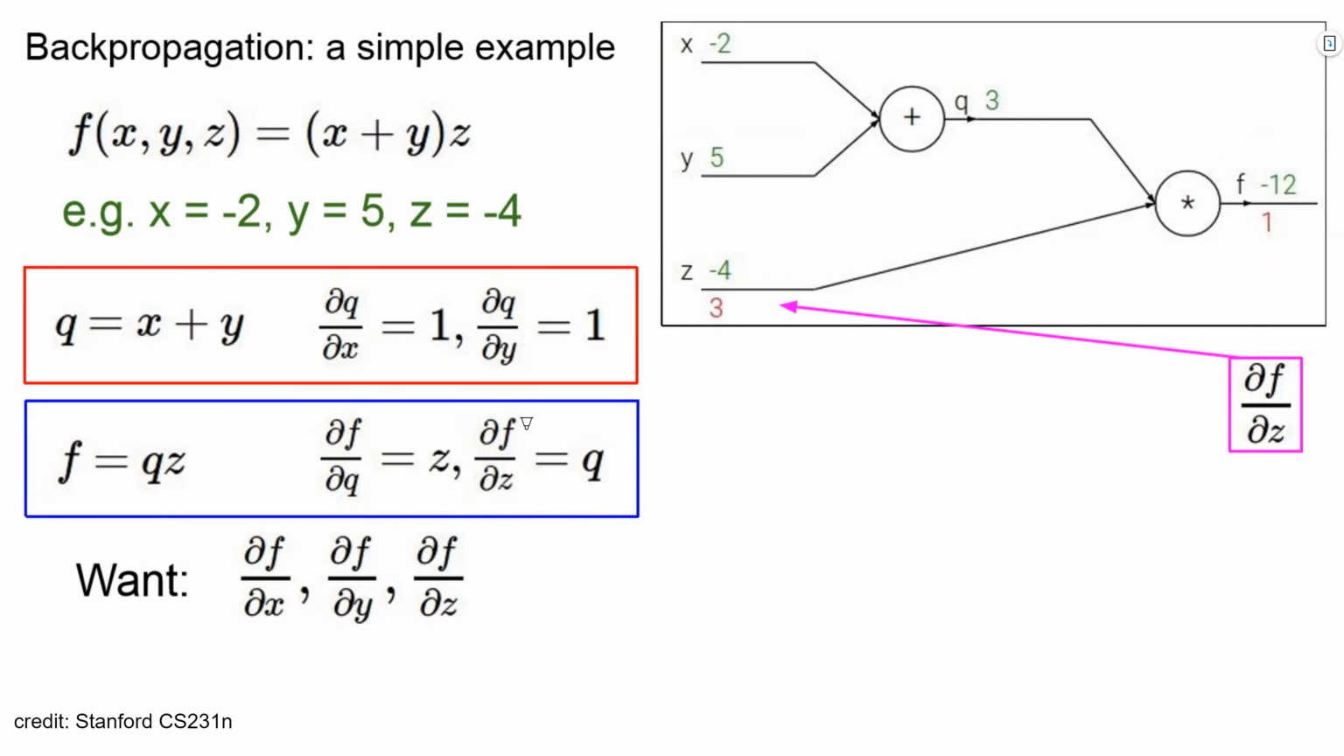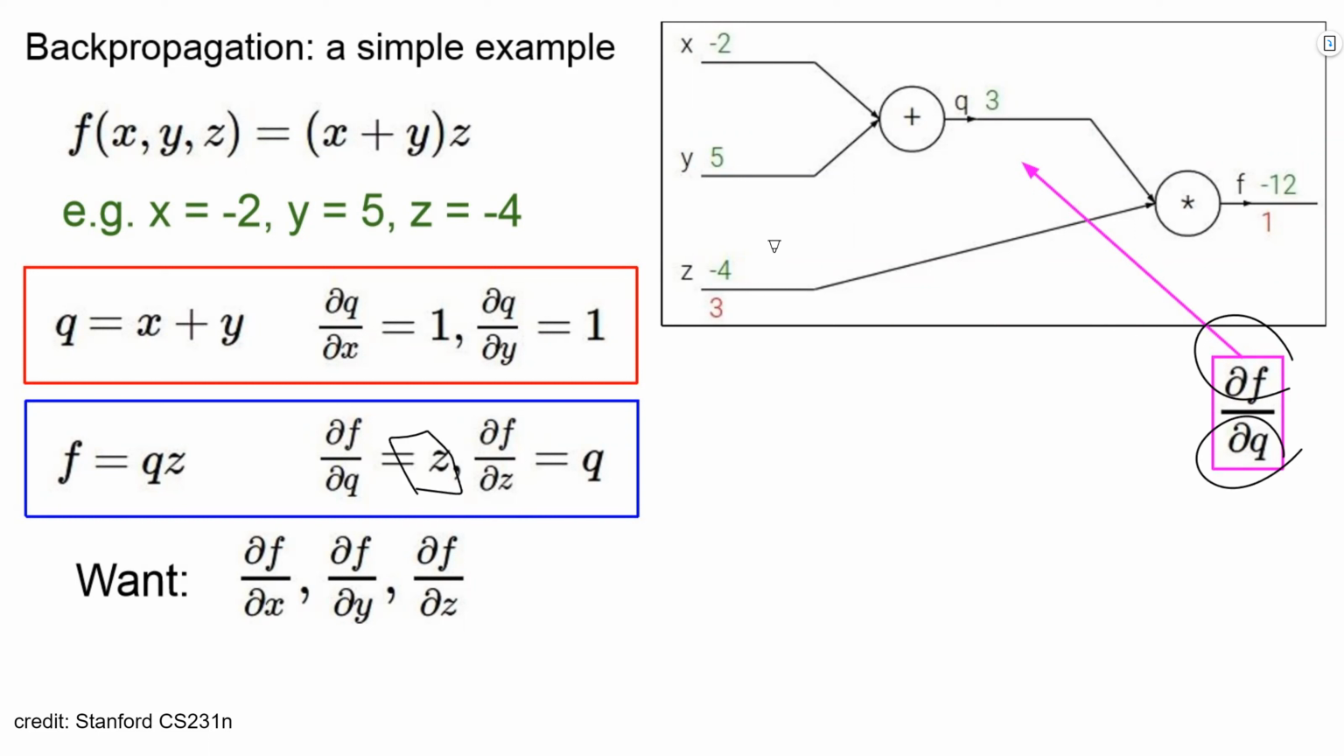Here, the derivative of f in respect of z was q. And here, q is 3. So we're going to write down 3 here. And the next step is df dq, which is z. And z has the value of 4. So we're going to write down minus 4 here, like this.